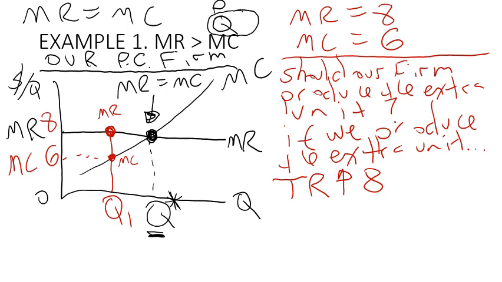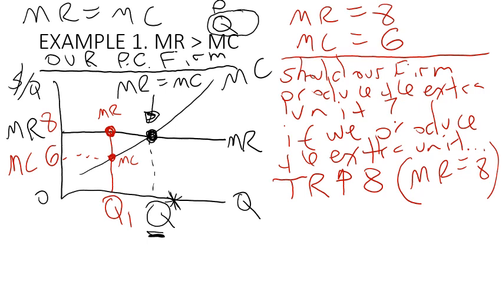Why? Well, because we've sold this extra unit. And what does MR measure? It measures the last unit's contribution to total revenue. So we sold the extra unit and we get $8 extra. So MR is equal to 8. Total revenues went up by an extra $8. Again, why does TR go up by 8? Because that's the value of marginal revenue. It's given to us, or I made it up, right?